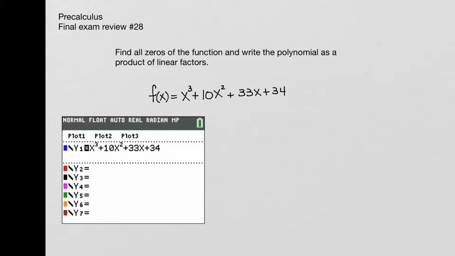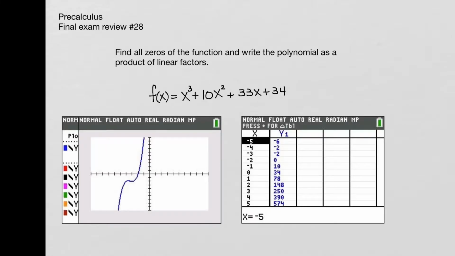And then I can either look at the graph or look at the table. And in this case, I'm going to look at both to see what I come up with. And hopefully I see a zero that's very easy to identify. Now I do have one rational zero that's very easy to identify, and that is where x equals -2. You can see it on both the graph and on the table. When x is -2, the y value is 0. So that's how I'm going to start factoring this, and I'm going to continue that on the next screen.